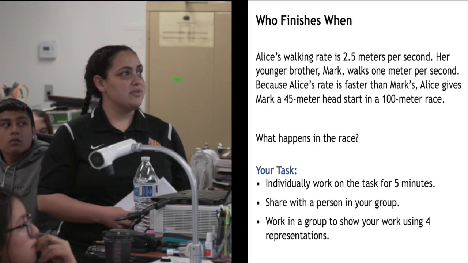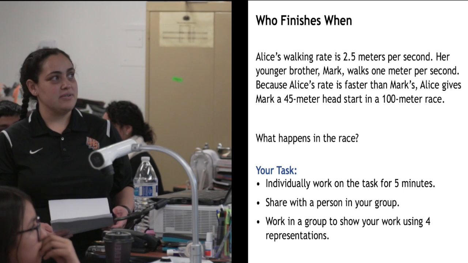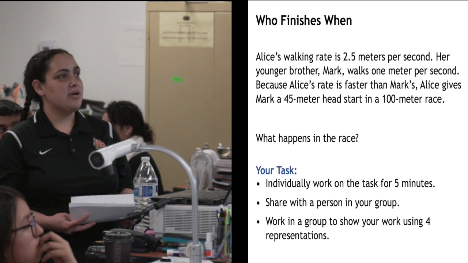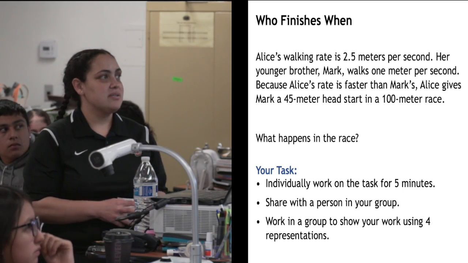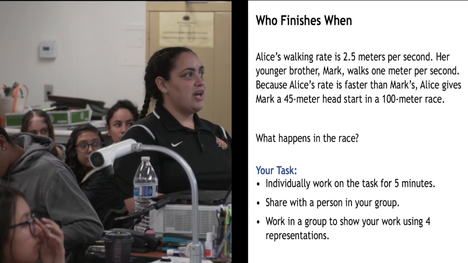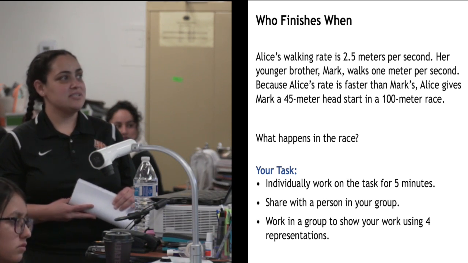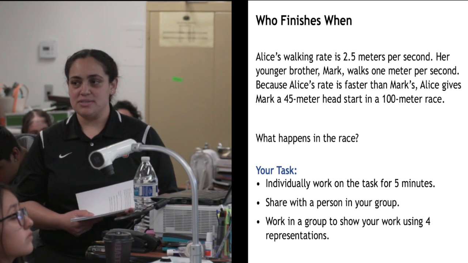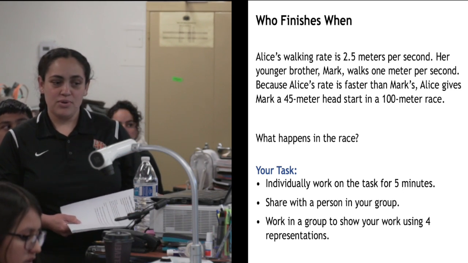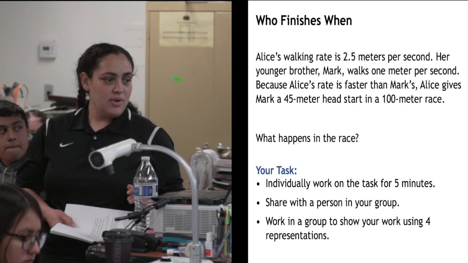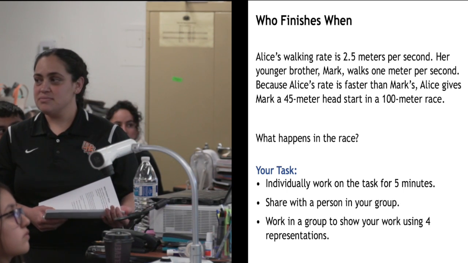All right, so take about 30 seconds or 15 seconds to read this on your own, then I'll read it with you. All right, it says, Alice's walking rate is 2.5 meters per second. Her younger brother, Mark, walks 1 meter per second. Because Alice's rate is faster than Mark's, Alice gives Mark a 45-meter head start in a 100-meter race. Okay, so our goal today will be what happens in the race.